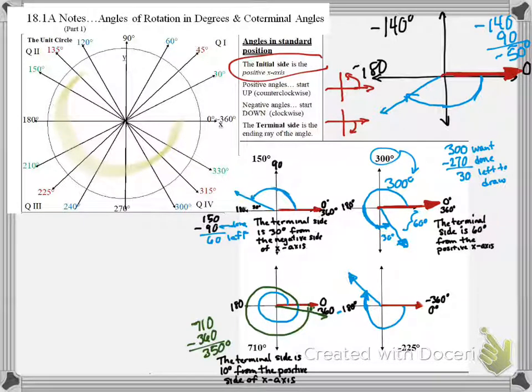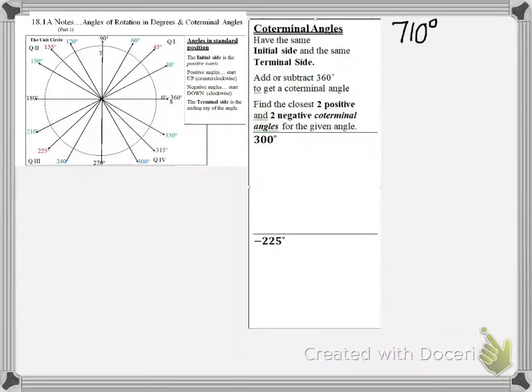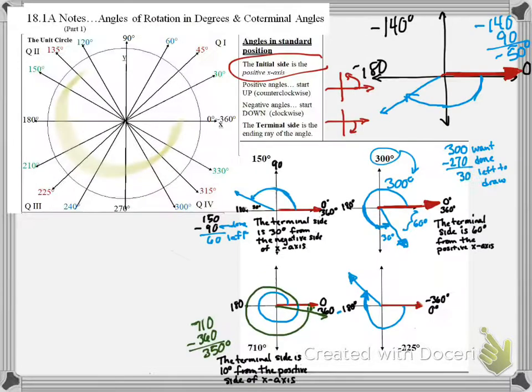Okay, let me move on and let's look at the next page. This time they're talking about coterminal angles. Coterminal angles means angles that start in the same place, end in the same place, but they might go around the circle more times. If I go back to the page I just left, I want to look at this one down here.